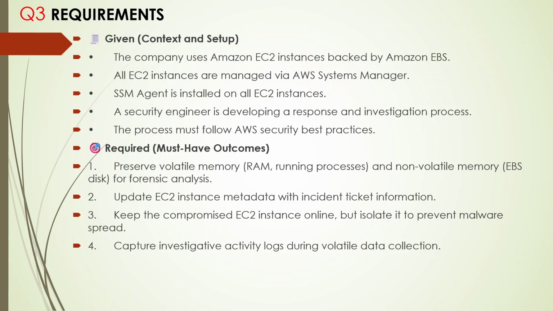You are required to preserve volatile memory, which is RAM, and non-volatile memory, which is the memory from the disk, for forensic analysis. You need to update EC2 instance metadata with incident ticket information. You need to keep the compromised EC2 instance online but isolate it to prevent malware spread. Number 4 is capture investigative activity logs during volatile data collection.